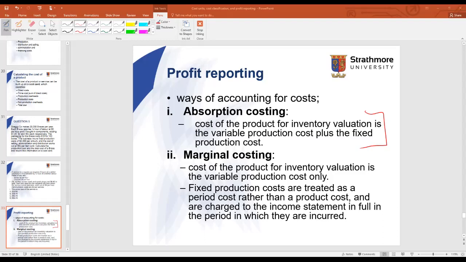In the case of the absorption costing method, if there is going to be fixed production cost incurred, then it is absorbed. It becomes part and parcel of the product cost.